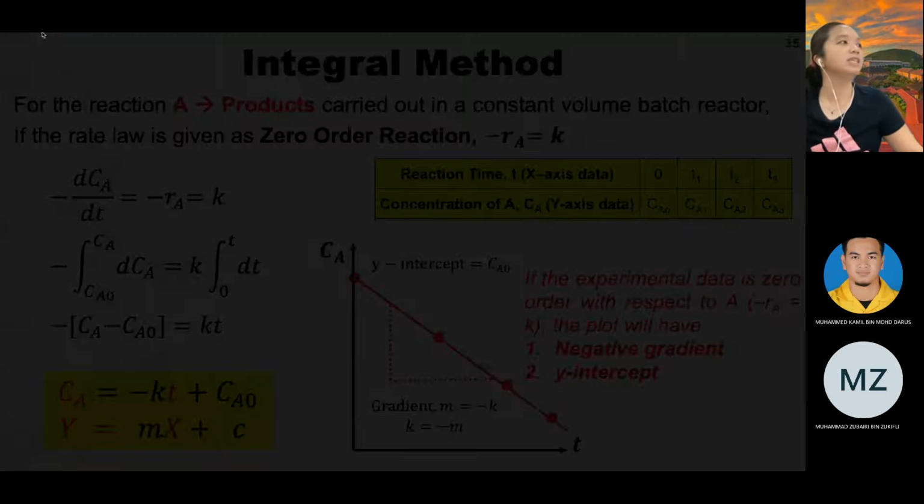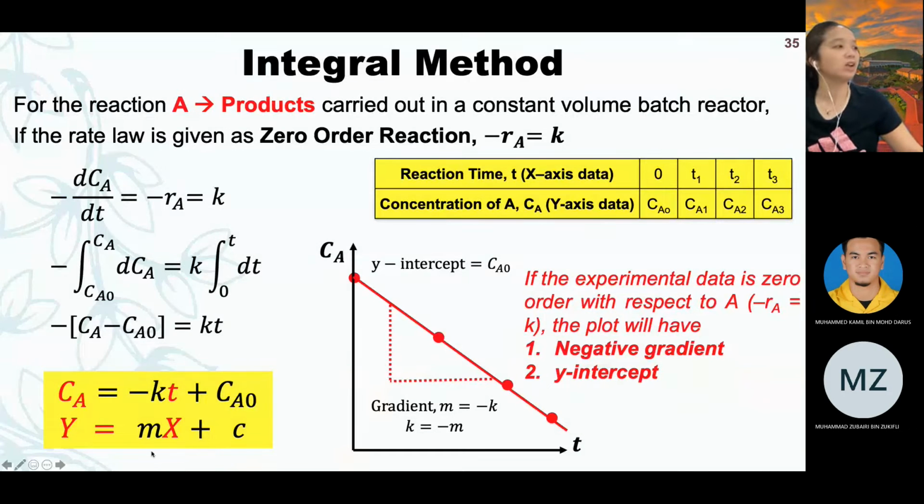Okay, kalau dia zero order, kamu tengok equation dia. So equation dia, kamu nampak yang dia punya M ni adalah negatif K. Maksudnya kecuraman dia mesti negatif. Sebab tu saya kata graf kamu kena ada kecuraman negatif. Okay, sebab memang equation dia ada negatif K. Negatif K itu adalah gradient dia. Sebab tu plot dia mesti straight line, kecuraman negatif.